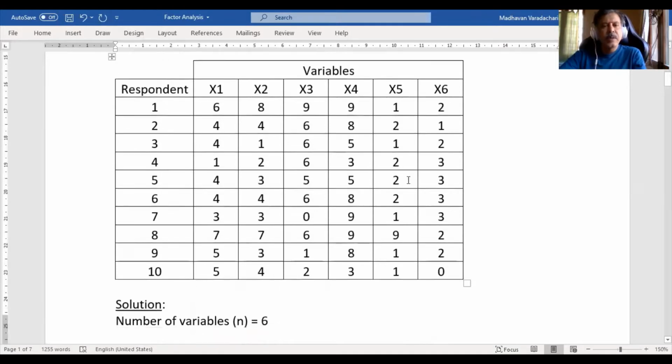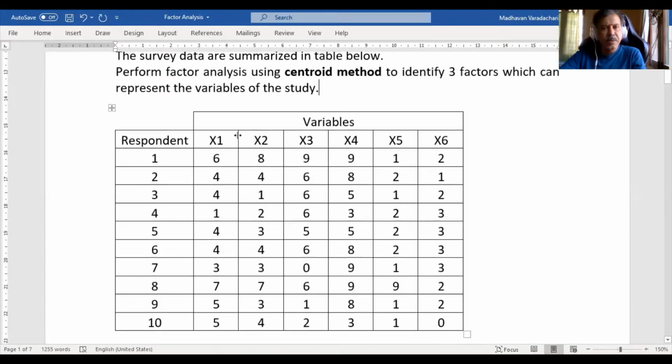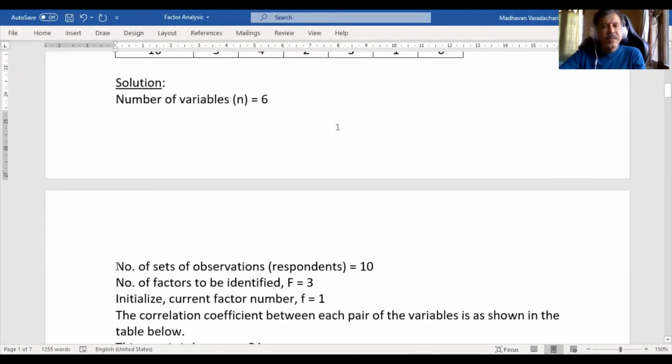So this is the question. How do we do the factor analysis? One thing is clear: the number of variables, which we denote by small n, is 6. There are 6 variables, X1 to X6. Number of sets of observations: how many respondents? There are 10 respondents. And how many factors are we supposed to identify? 3 factors. So f is equal to 3.